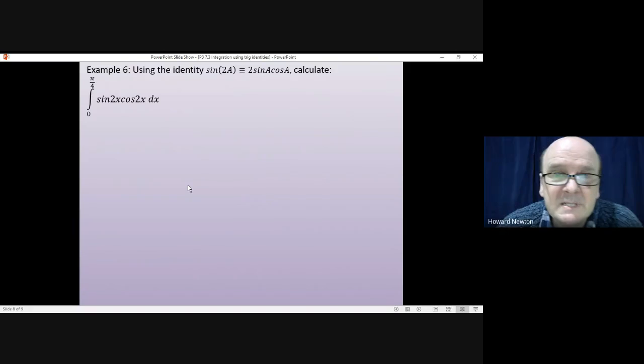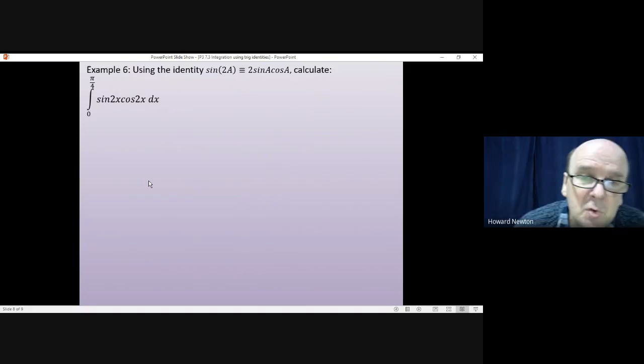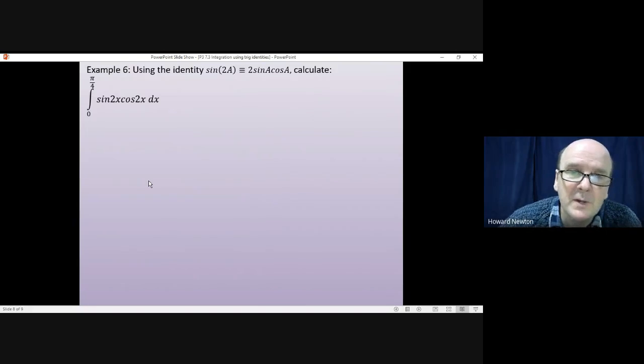Okay, example 6, using the identity sine 2a is equal to 2 sine a cos a. Have a go at calculating the integral of sine 2x cos 2x between 0 and pi by 4. So pause the video, have a go, and come back to me when you're ready.